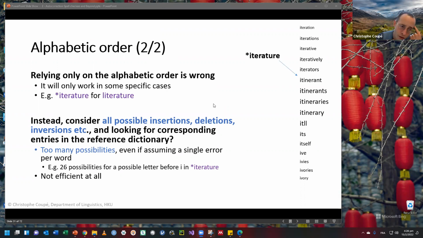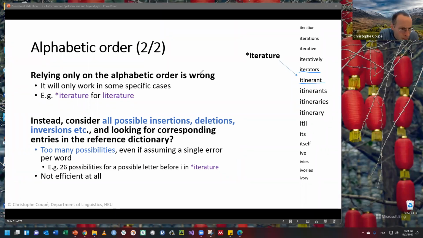Let's say, for instance, you wanted to write literature, but when you type very quickly, you did not type the L, and you wrote iterature instead. If you go back to your list of words, sorted alphabetically, and find the word just before the target form and the word just after it, you will find iterators and itinerant. Are these plausible? You can say, okay, iterator doesn't exist, there's a problem. But are iterators and itinerant plausible corrections? Not really, right? Because the target word actually is literature.